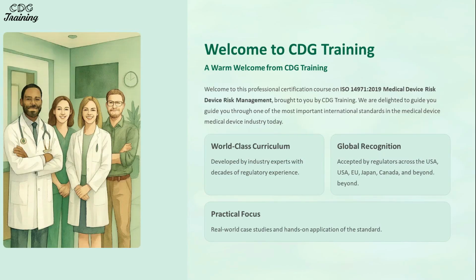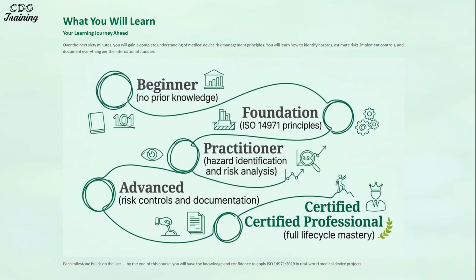Welcome to CDG Training. This course on ISO 14971:2019 medical device risk management is designed to guide you through one of the most crucial international standards in the medical device industry. With a world-class curriculum, global recognition, and practical focus, you're in the right place. In the next 60 minutes, you'll gain a comprehensive understanding of medical device risk management principles. From beginner to certified professional, this journey will equip you with the knowledge to apply ISO 14971:2019 to real-world projects.